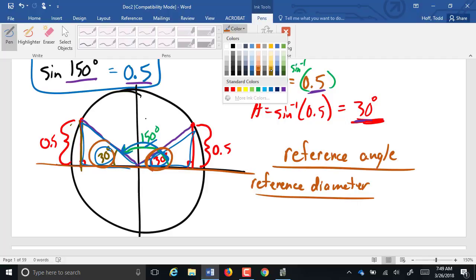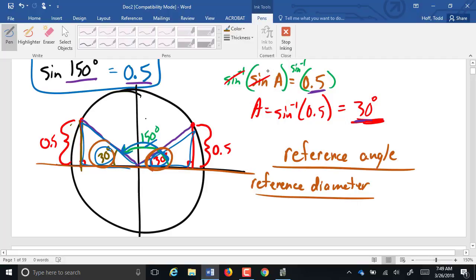It's the reference diameter partly because it's the horizontal diameter, but also because that's the diameter that all of our angles can be referenced from. Now there are two other spots here other than 30 degrees and 150 degrees. There are two other spots that have a 30-degree reference angle. One of them is down here, so that should meet at the same spot there. That's 30 degrees. What's that whole angle going to be?